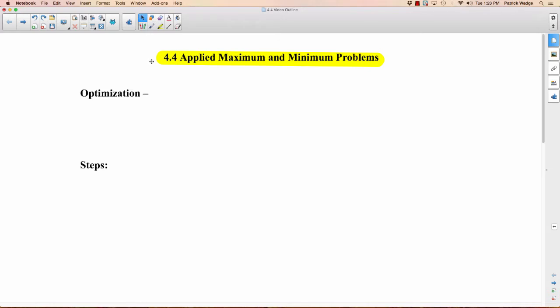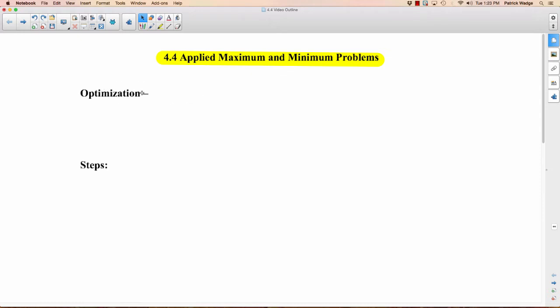I'm sorry, but it always shows up. It's a big part of calculus. I mean, basically it's calculus in action. It's word problems with calculus. Oftentimes you won't refer to this topic as applied maximum minimum problems. It'll be referred to as optimization.